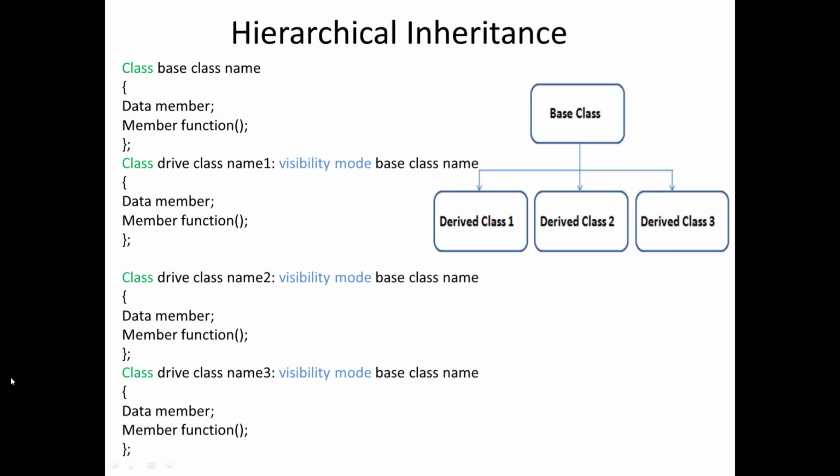Again, we have created another derived class. That derived class is inheriting the same base class, because we have seen in the figure that the base class is inherited by derived 1, derived 2, and derived 3. Again, when we create a third derived class, again colon, visibility mode, and the base class name, because hierarchical inheritance is the inheritance in which we create multiple child classes from a single base class.